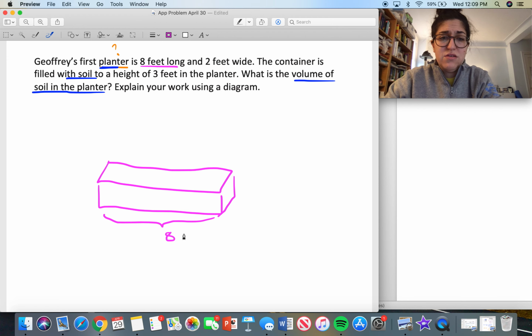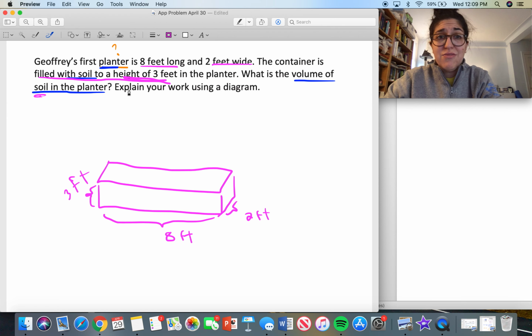So I'm going to think, all right, this is 8 feet. It says it's 2 feet wide. So I'm going to think that this side is 2 feet. And then it doesn't tell me the height of the planter. But what it does say is the container is filled with soil to a height of 3 feet. So even though the planter might be 30 feet high, it doesn't ask me about that. It says, what's the volume of the soil in the planter? And I know that the soil is 3 feet, that's not an F, that's an F, high.